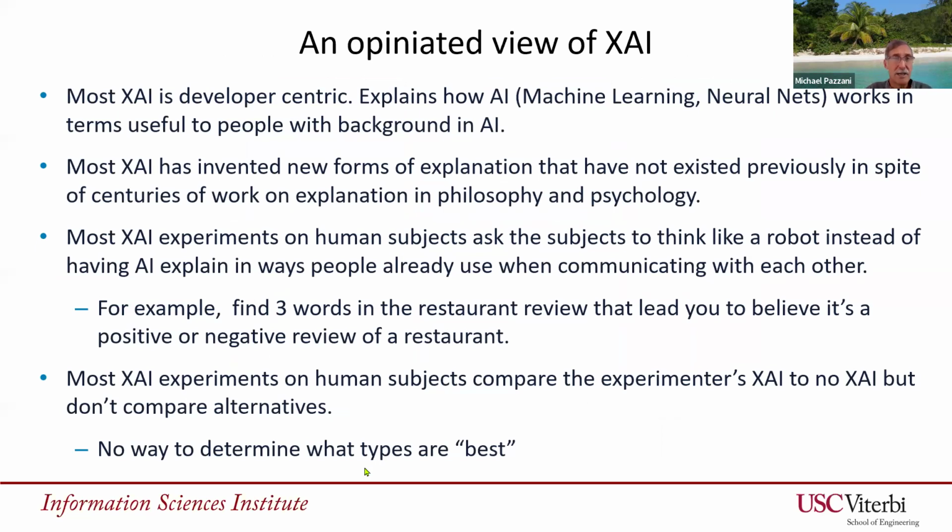But furthermore, explainable AI has invented whole new forms of explanation that hadn't existed previously, in spite of centuries of work on explanation in both philosophy and a couple decades at least in psychology. And furthermore, when explainable AI practitioners run experiments on human subjects, they ask these human subjects to act like robots instead of have the AI explain in the way that people do. One recent study had people find 3 words in a restaurant review that lead you to believe it's a positive or negative review of that restaurant, and compared those to words that the explainable AI system identified.